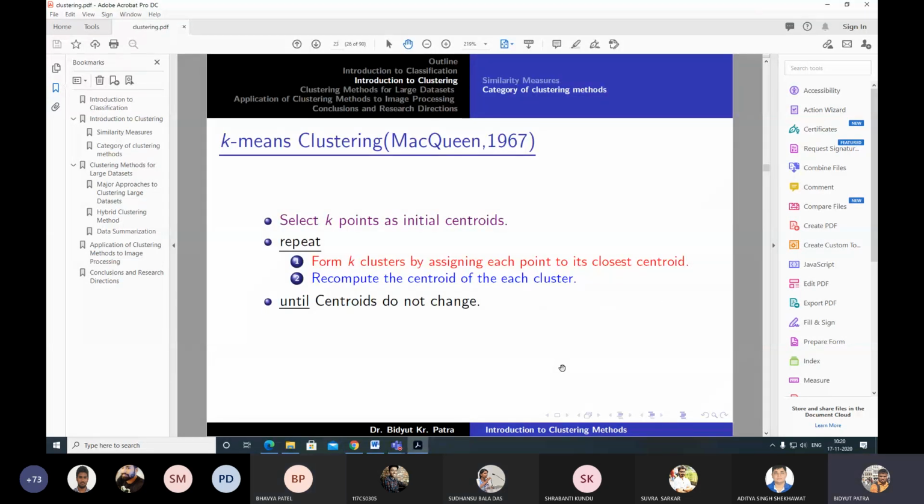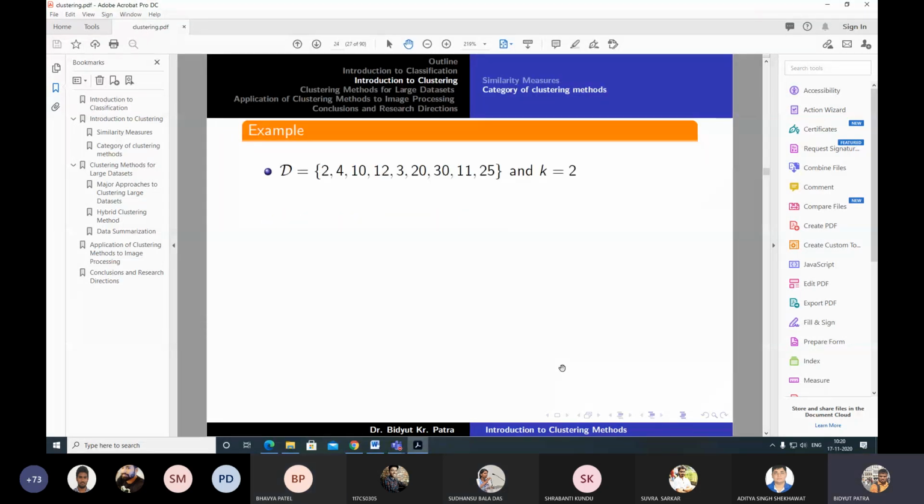So we'll show one example here in the next slide. Let's say you have a set of points: 2, 4, 10, 12, 3, 20. This is a single dimensional point, which means it has only one component.